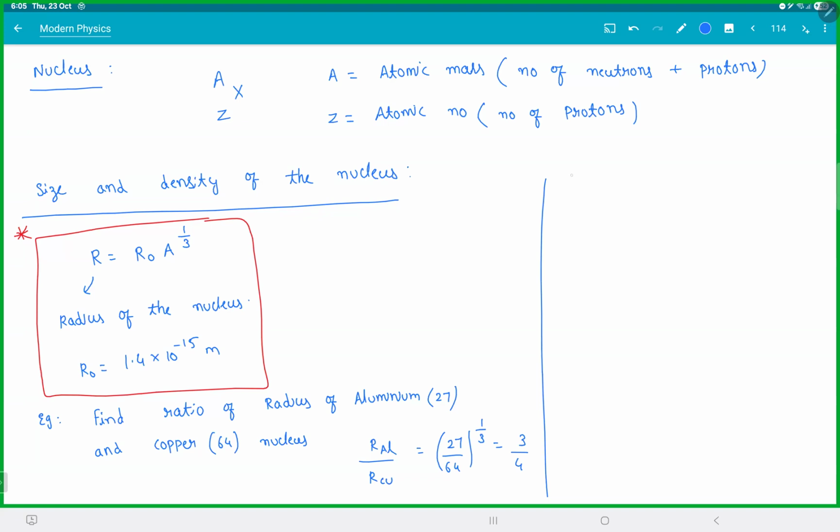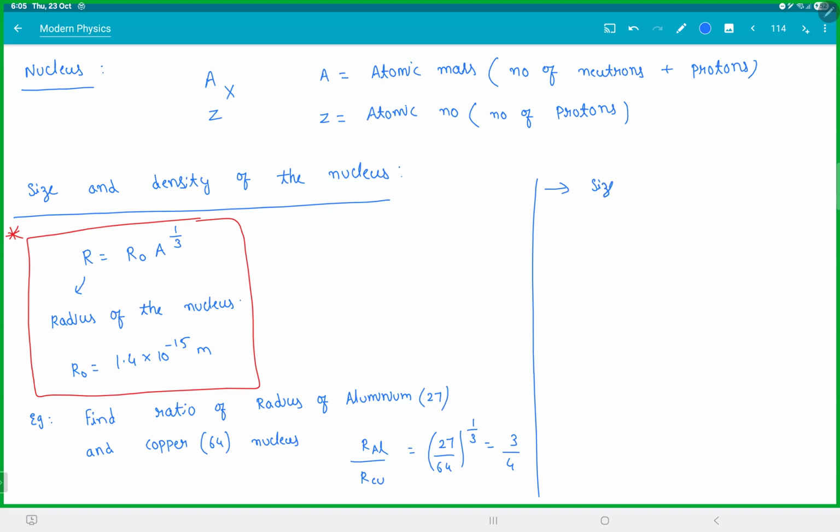If you look at the properties of this, the size of the nucleus is very small, around 10 power minus 15 meters, whereas the size of the atom is around 10 power minus 10. The radius of the first orbit of hydrogen is 0.53 angstroms, which is in the range of 10 power minus 10. The nucleus is in the Fermi range: 10 power minus 15 meter is 1 Fermi.